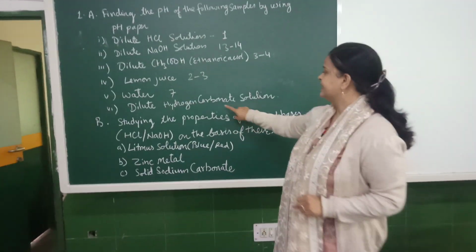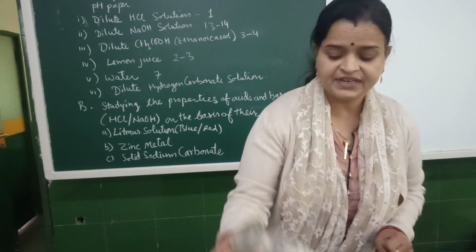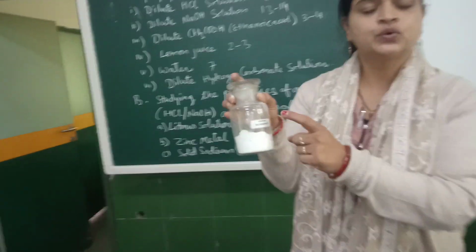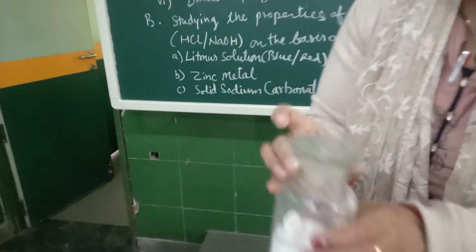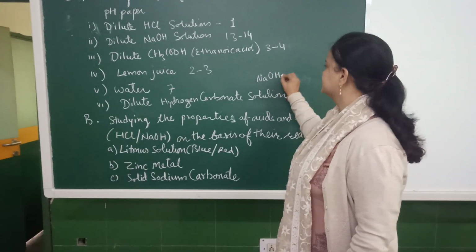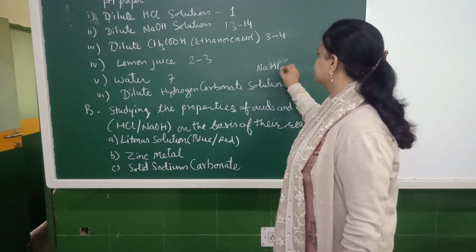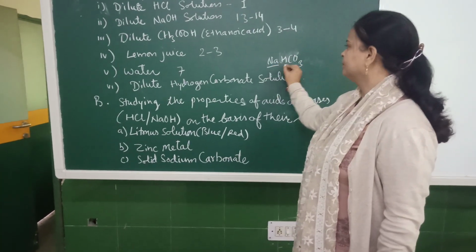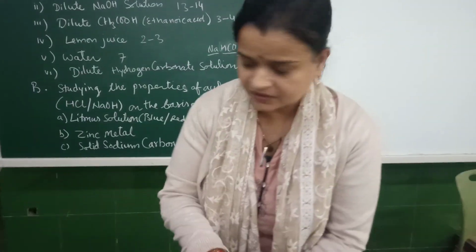Now next is dilute hydrogen carbonate. Hydrogen carbonate means here we will take the sample of sodium bicarbonate, that is also known as sodium hydrogen carbonate. So what may be the formula for sodium hydrogen carbonate? NaHCO3, sodium bicarbonate. Okay, let us just make the solution of it.